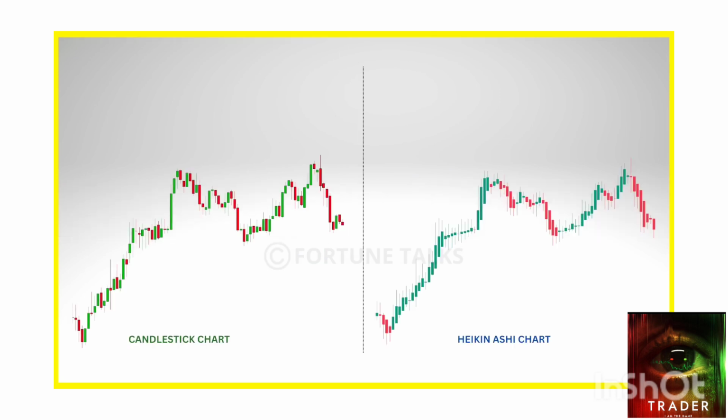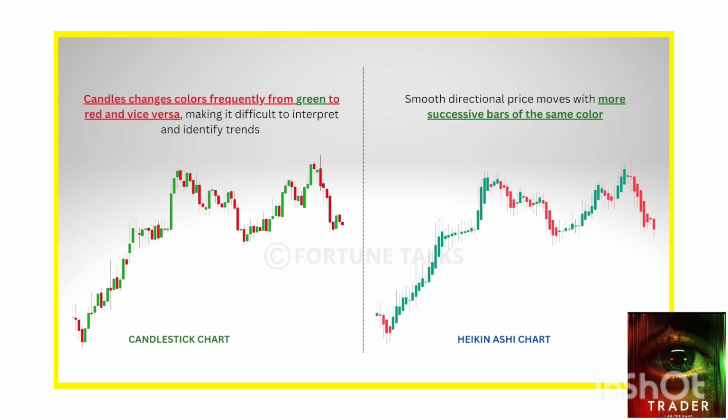In order to understand this better, let's put up both these charts side by side. The chart on the left is a traditional Japanese candlestick chart, and the chart on the right is a Heikin-Ashi chart. As you can see from the chart on the right, the Heikin-Ashi chart has smooth directional price moves with more successive bars of the same color, which gives a clearer picture of the price movements. But the traditional candlestick chart changes colors frequently from green to red and vice versa, making it difficult for traders to interpret and identify trends.